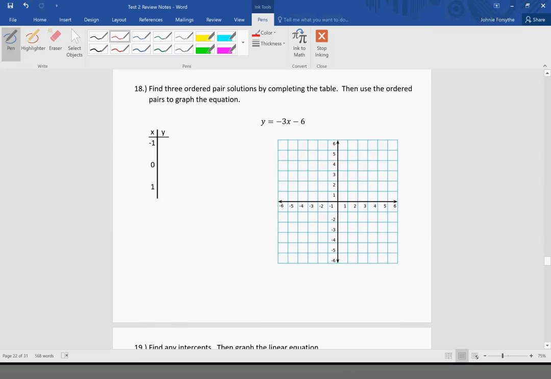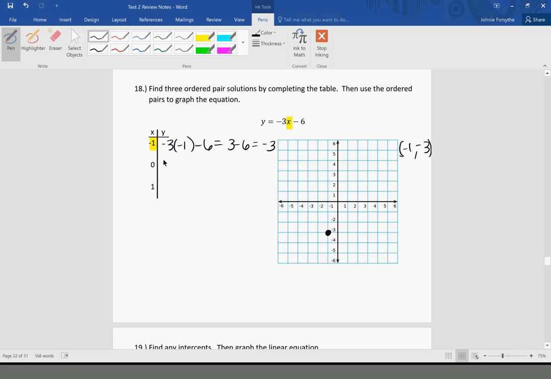Now we're going to find 3 ordered pairs by completing the table, and then we're going to use the ordered pairs to graph the equation. We have y equals negative 3x minus 6. We're going to plug in these values for x. Negative 1 for x: negative 3 times negative 1 minus 6. Negative 3 times negative 1 is positive 3, minus 6 gives me negative 3. So we have the point negative 1, negative 3. That would be here.